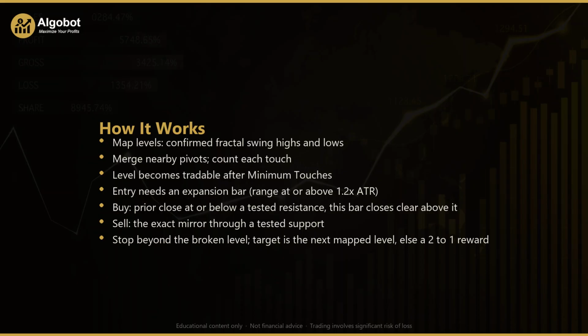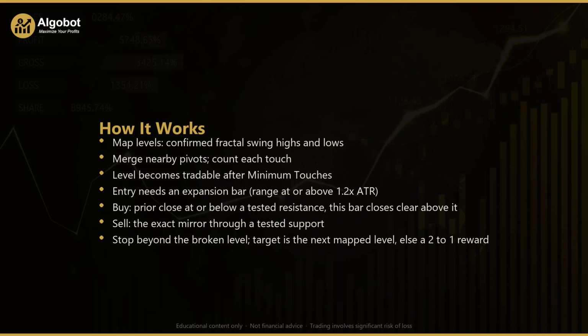Now let's walk through the exact logic, step by step. Everything begins on the close of each new bar. The strategy adds the just closed bar to its memory, recalculates the average true range, and then checks whether a new fractal pivot has just been confirmed a few bars back. If a swing high is confirmed, it registers a resistance level. If a swing low is confirmed, it registers a support level.